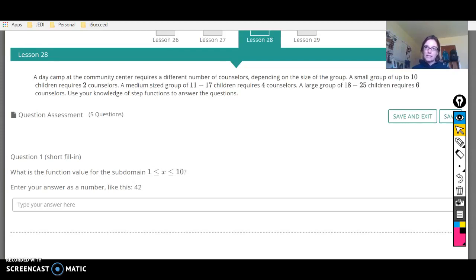In the last couple of lessons, we've addressed absolute value functions and piecewise functions, and now we are going to talk about step functions.